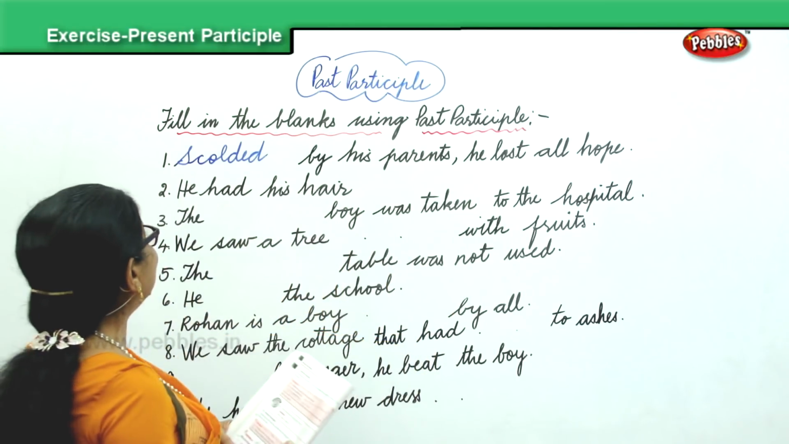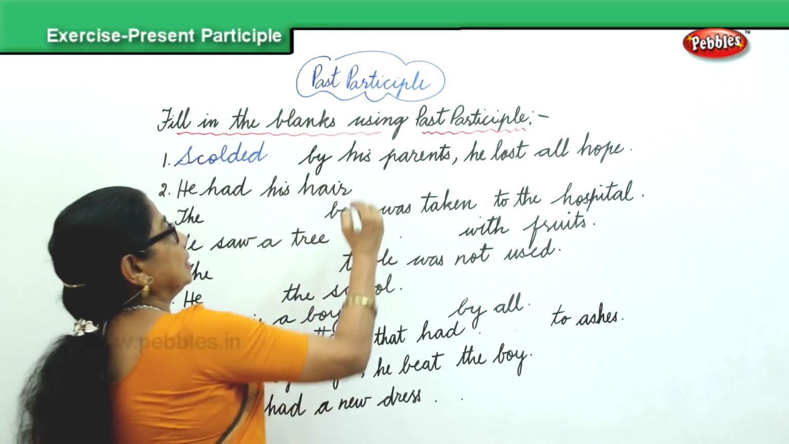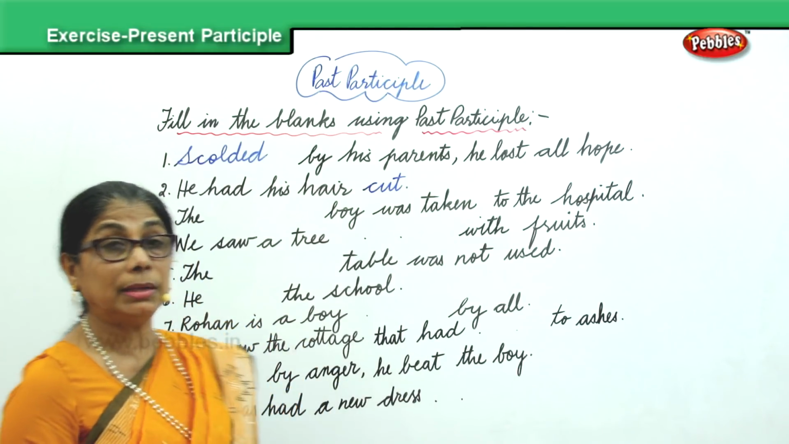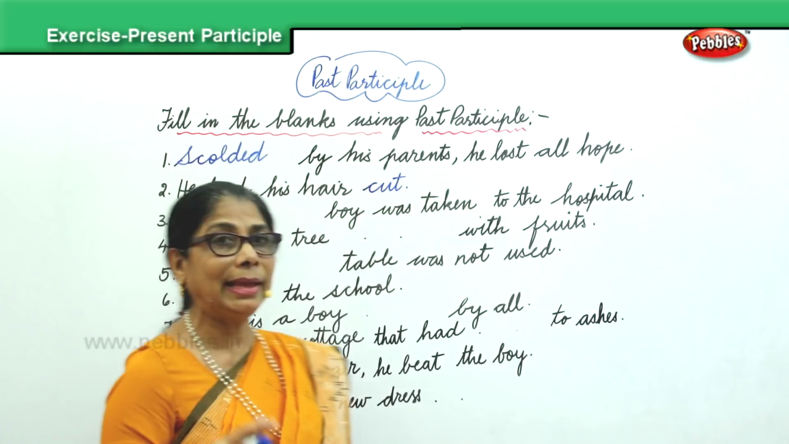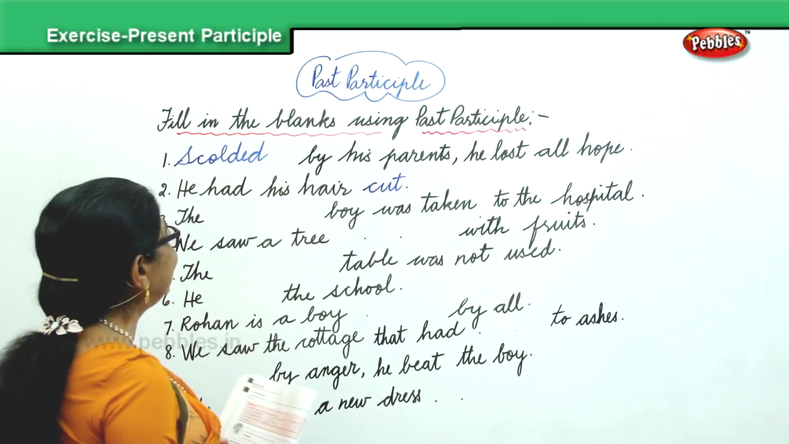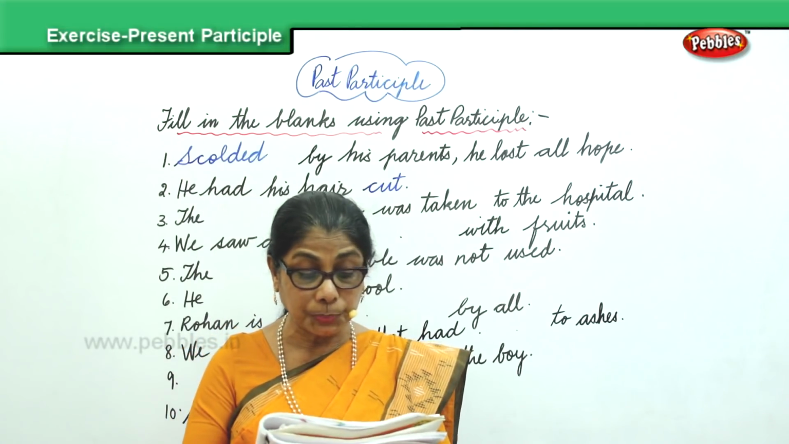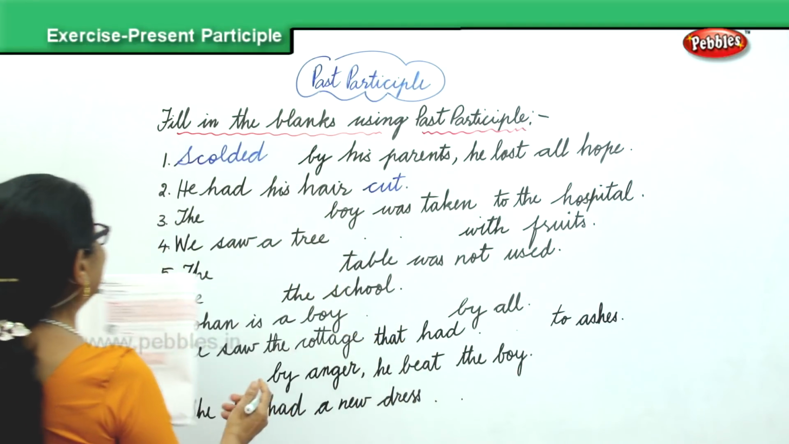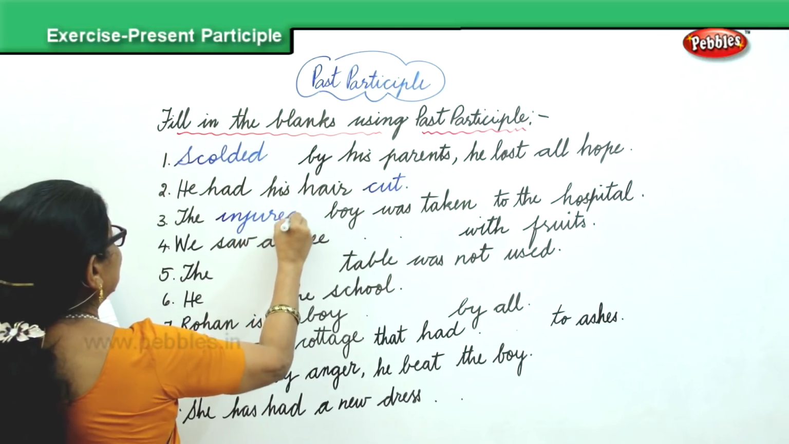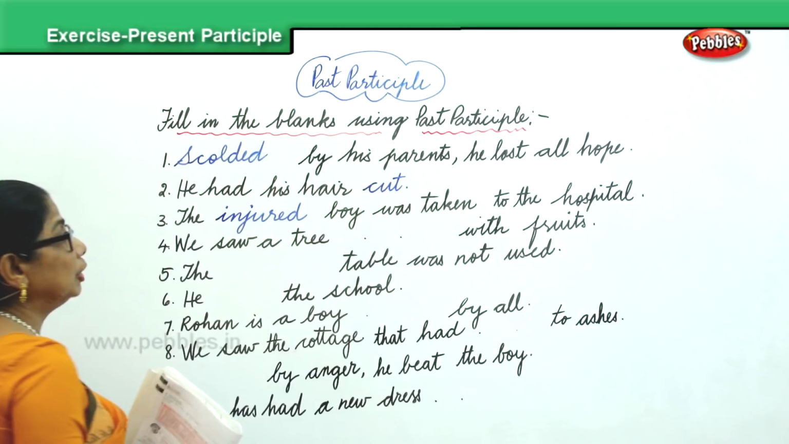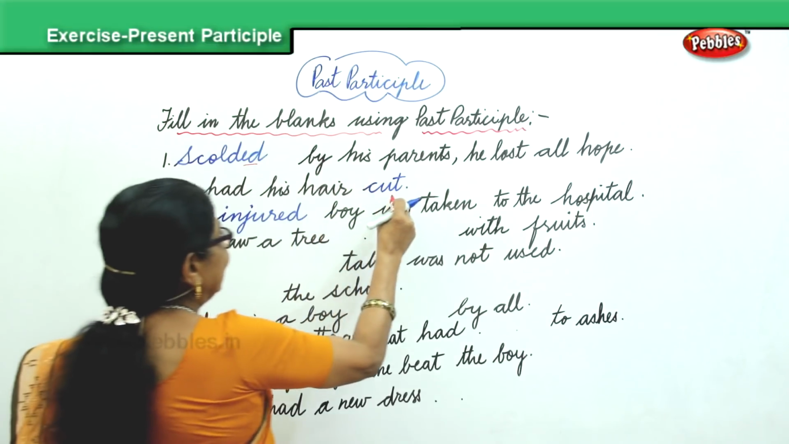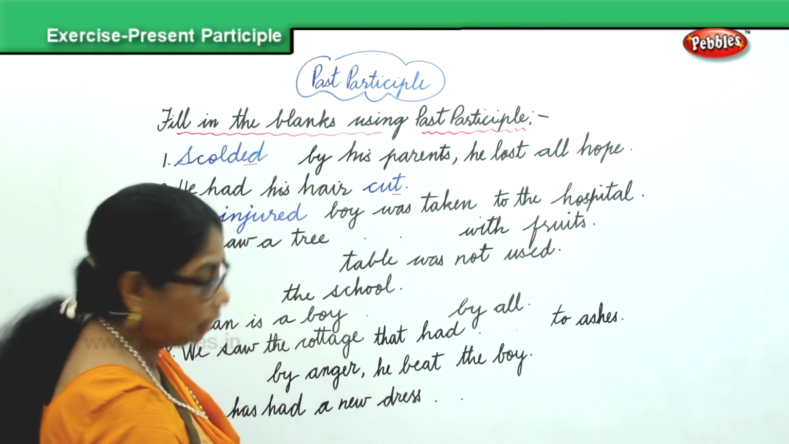Okay, next. He had his hair cut. Hair is finished cutting. The action completed. The verb ends in T. So we have done ED and T. The dash boy was taken to the hospital. The injured boy. Again ED. The injured boy was taken to the hospital. See how beautifully you have made it.